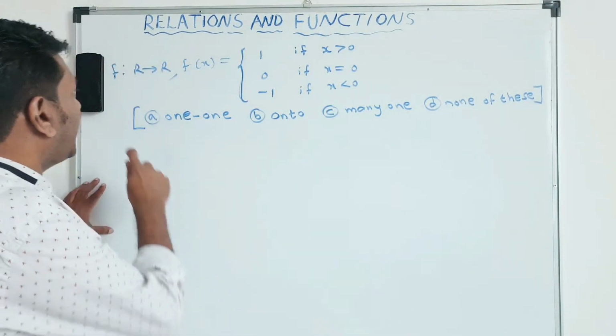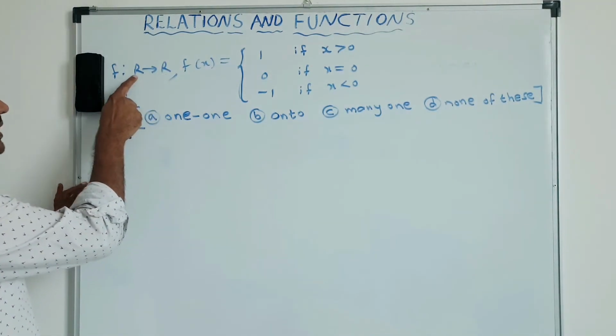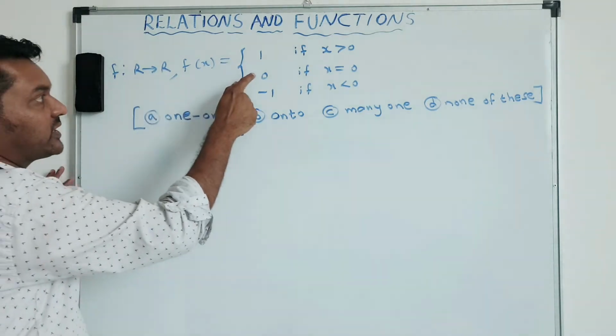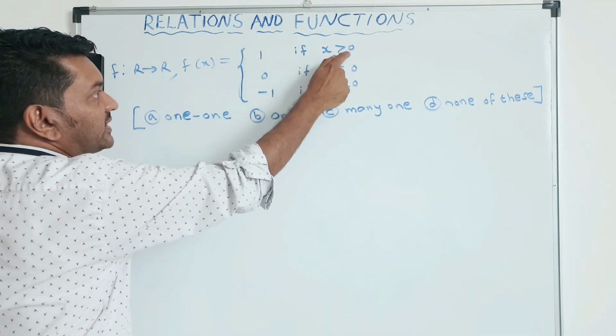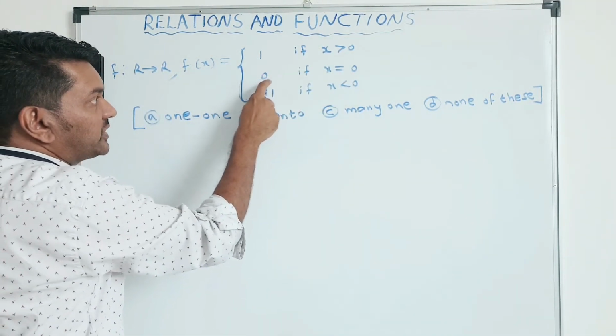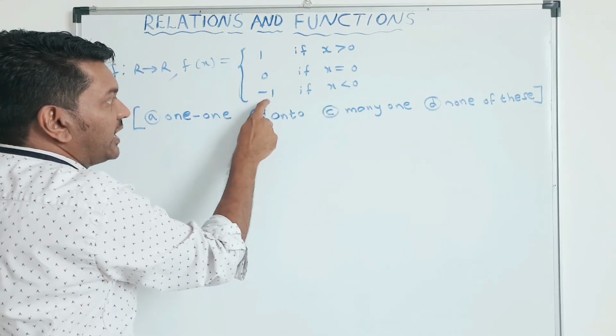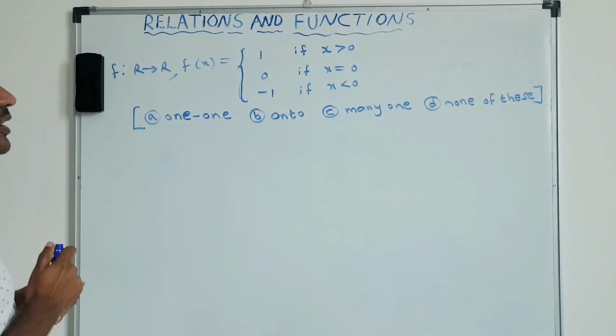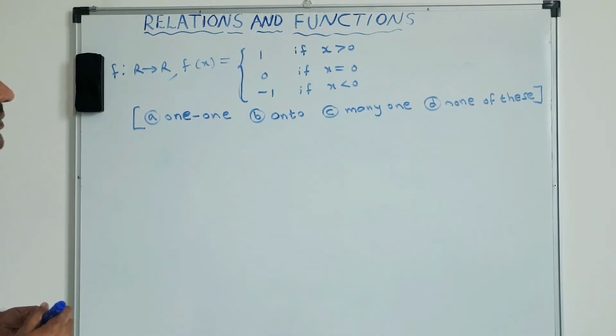Now next question, f from real number to real number. This first real number is the domain and the second real number is the codomain. F of x equals 1 if x is greater than 0. Its value is 0 if x is equal to 0. Its value is minus 1 if x is less than 0. They are asking whether it is one-one, onto or many one function.